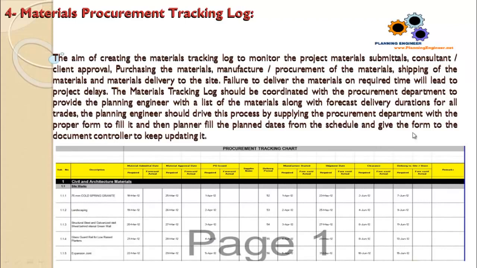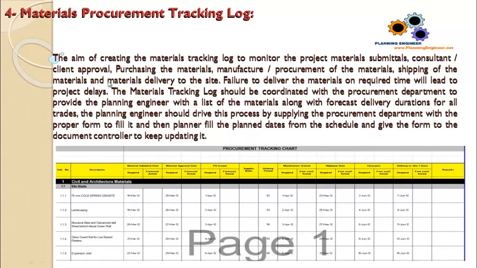If it is outside the country, we should ship it from outside on a certain date in order to be delivered to the site on the required date. To be shipped on this date, it should be manufactured or procured on an earlier date. And going back step by step, we will know exactly what the stages of the material are. The first stage is submitting the material for the consultant or the client approval. Then we receive the client or the consultant approval. Then we issue the purchase order to the supplier or to the manufacturer.